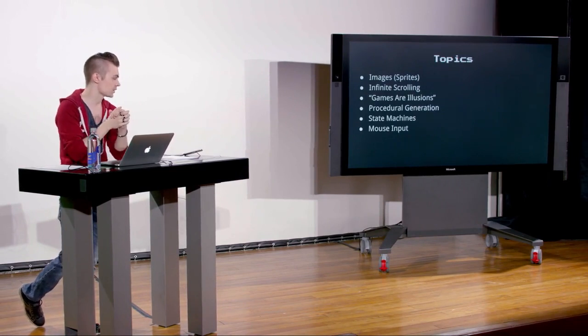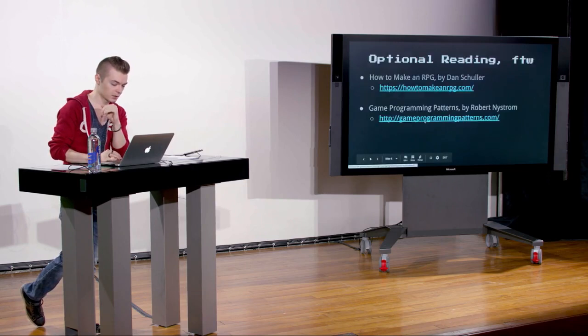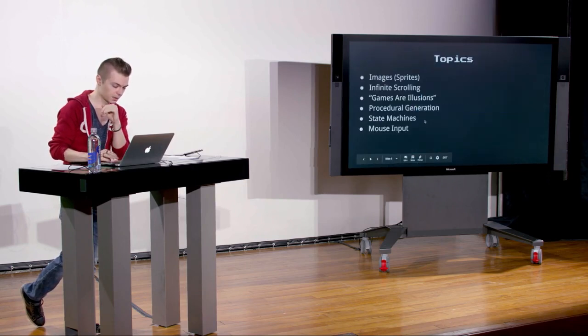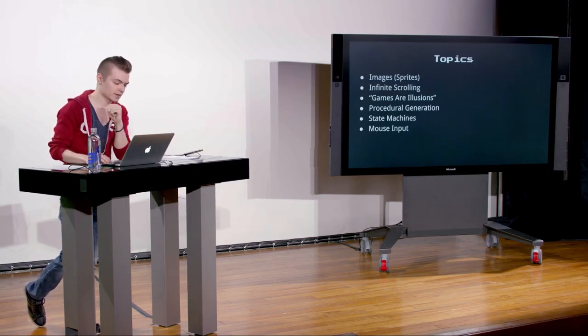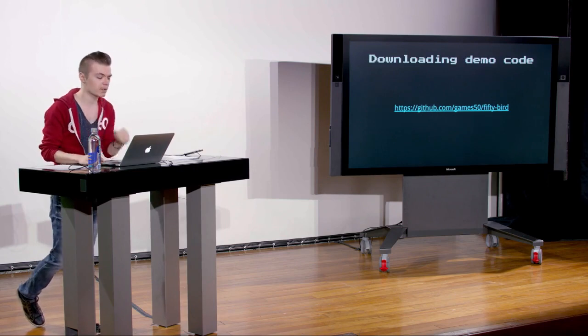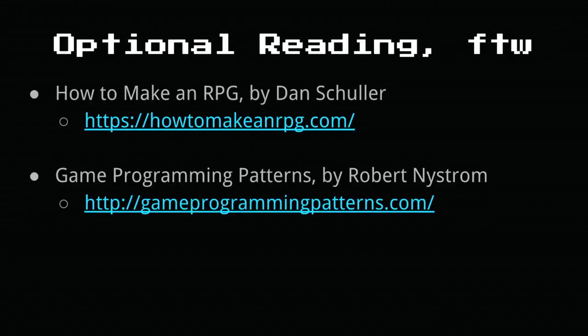And then lastly, we'll also be touching on mouse input, and a point that I forgot to mention here is that we'll also be talking about music, which is just basically sound, which we did last week, but we'll add that as a polishing touch. If you want to download the demo code, we have a repo up right now on GitHub/games50/50bird. It's our take on Flappy Bird.